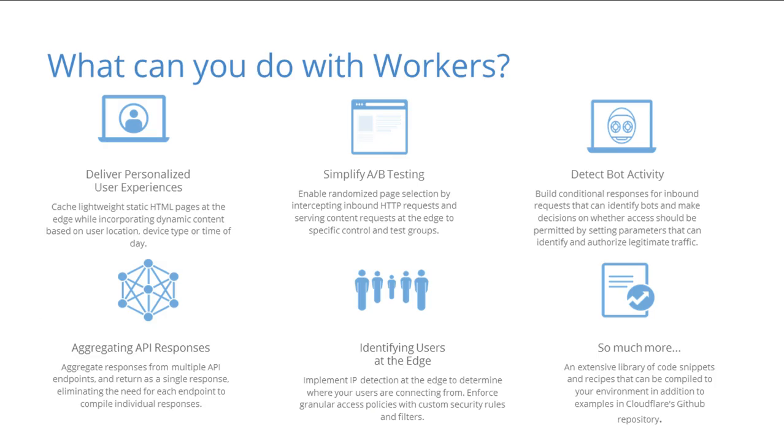Some other examples of use cases and what you can do with workers: number one, we can deliver a personalized user experience based on what we know about the user, what type of device they're connecting from, and where they're connecting from, and serve up content from cache or directly from the origin depending on what we know about that user. We can do simplified A/B testing, where we serve up multiple versions of a specific file from cache using a simple randomization engine as part of the worker. Detect bot activities, aggregate API responses, identify users at the edge.